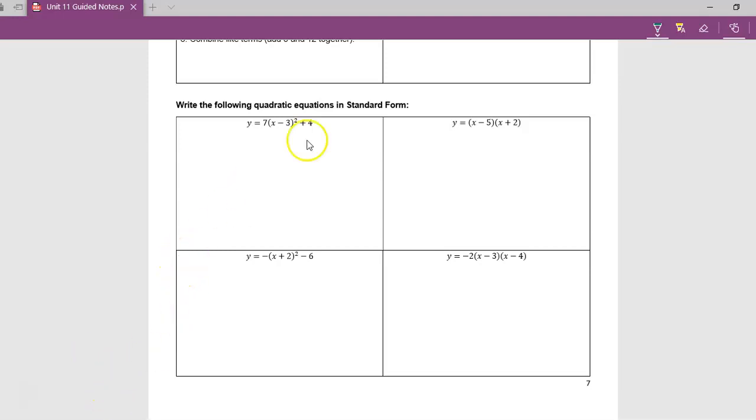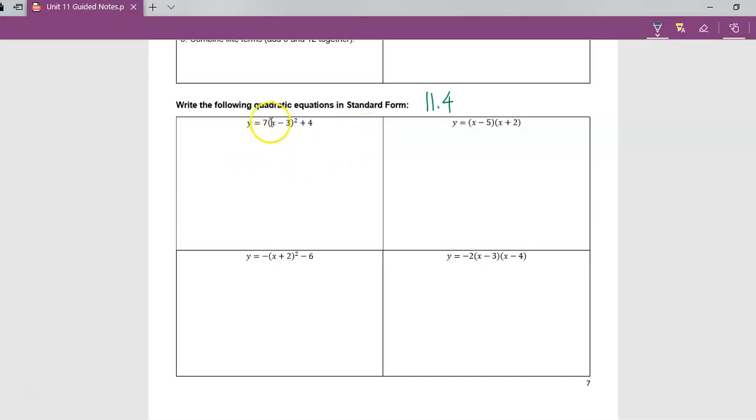All right, this video is for chapter 11.4, chapter 11, section 4. We are going to write the quadratic equations in standard form. So today you'll be given equations either in vertex form or in factored form, and you're going to be asked to put them in standard form.